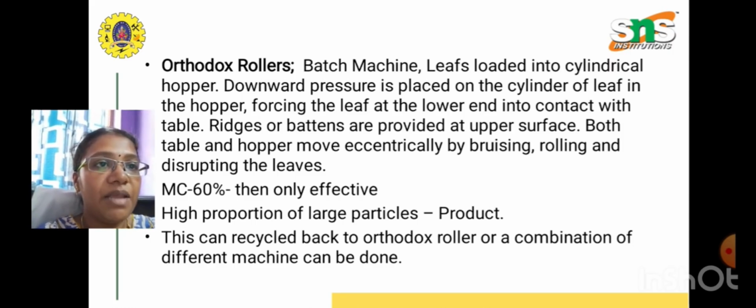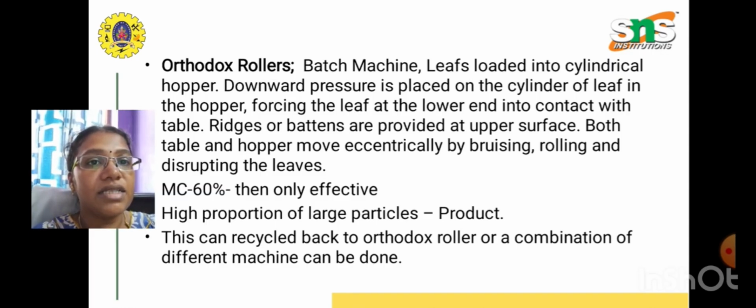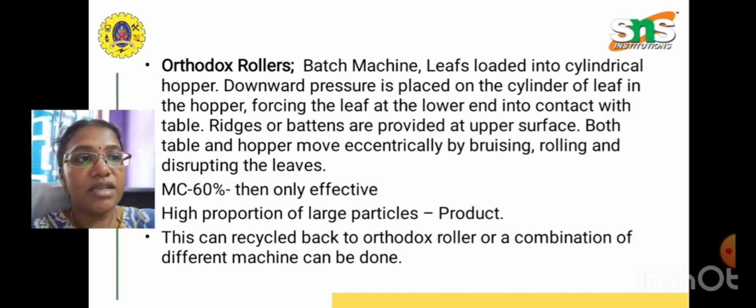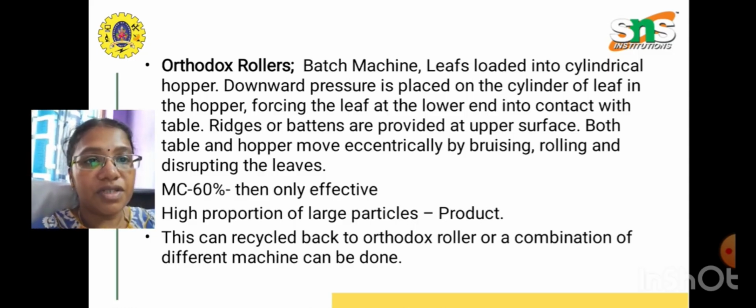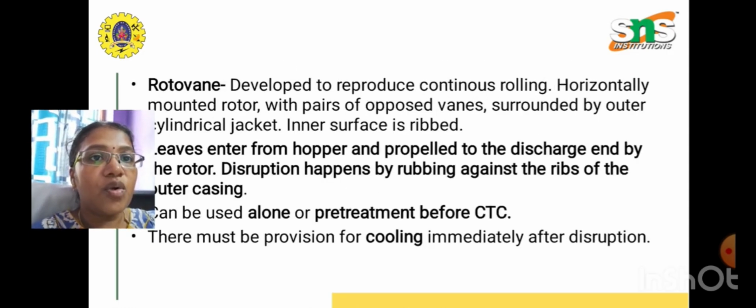Downward pressure is mainly placed on the cylinder of leaf in the hopper. Here the moisture content is nearly 60%, and only then is it effective. This can be recycled back to the orthodox roller, or a combination of different machines can be used. The rotovane is mainly used to reproduce the continuous rolling process.